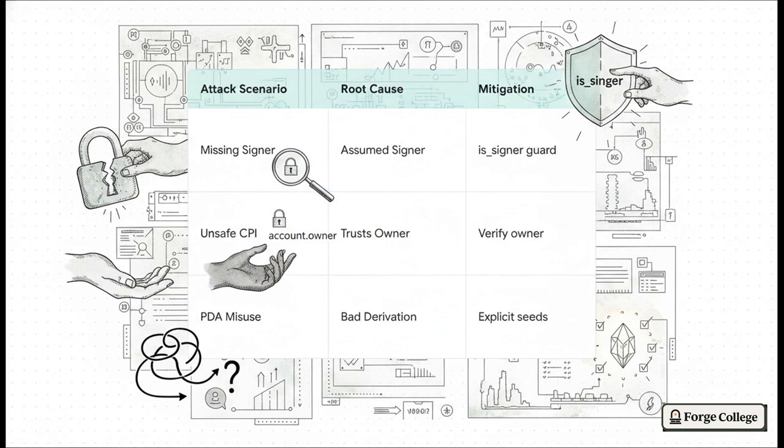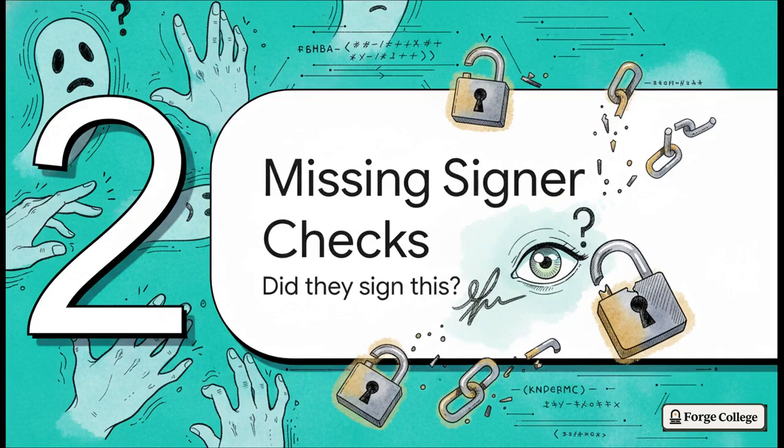First up is the missing signer check, which happens when a program just assumes the caller is authenticated. The fix for that is an early is-signer guard. Second is unsafe account ownership, where a program naively trusts the data it's handed. The mitigation there is explicitly verifying the account owner. And third is PDA misuse, caused by bad derivation, which we fix with explicit seed checks. We're going to break down every single one of these right now. Let's crack open that first scenario.